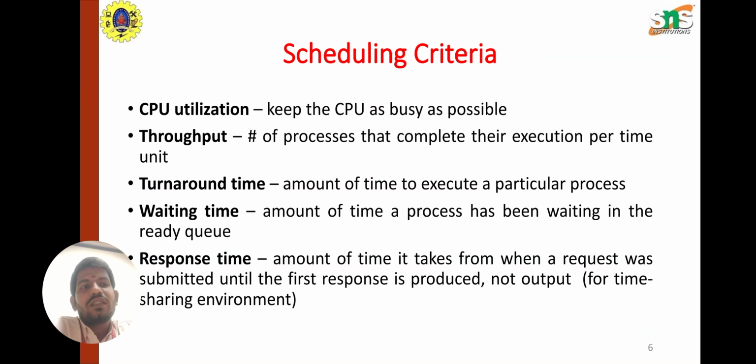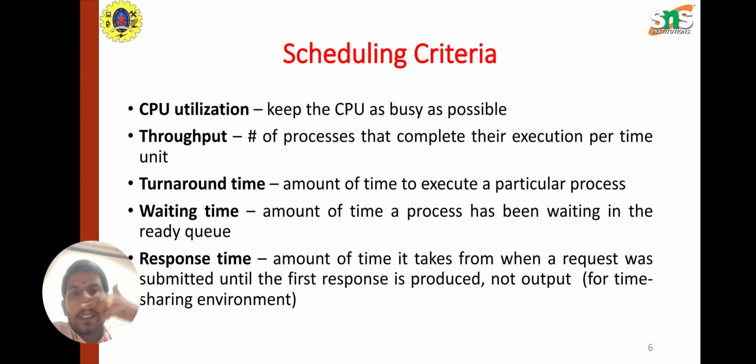Scheduling criteria: first CPU utilization, second throughput, then turnaround time, waiting time, and response time. CPU utilization means keeping the CPU as busy as possible. Throughput is the number of processes that complete their execution per time unit. Turnaround time is the amount of time to execute a particular process. If a process takes 5 minutes to complete, the turnaround time is 5. Waiting time is the amount of time a process has been waiting in the ready queue.